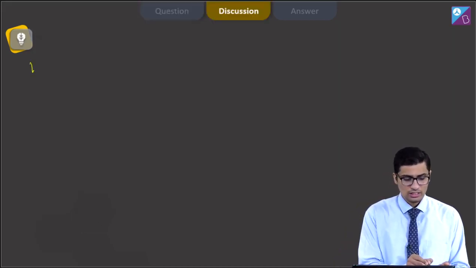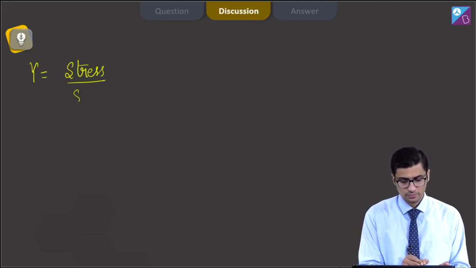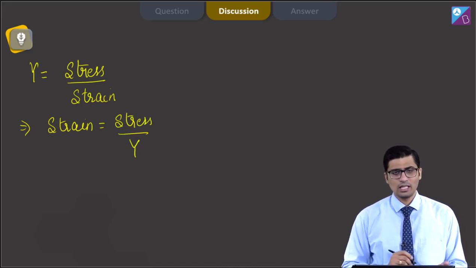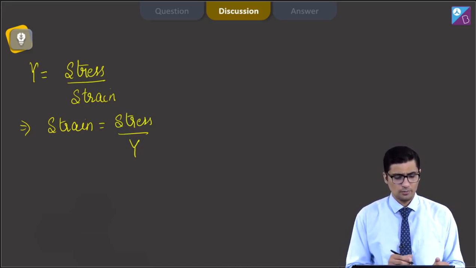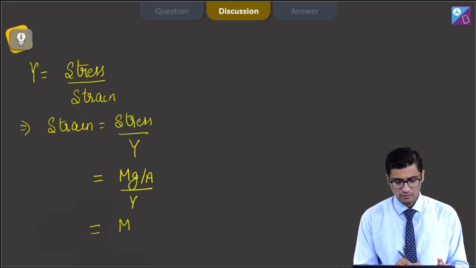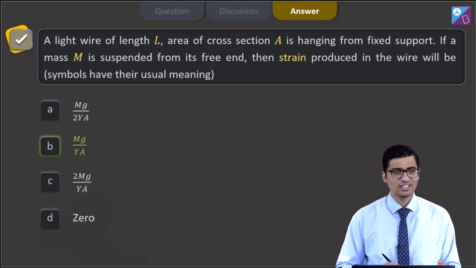Dear students, the Young's modulus is defined as the ratio of stress with strain. This means that the strain can be written as stress by Y. Now, stress is the force per unit area, and in this case, the stress therefore will be mg by A, and strain here will be having a final value of mg by YA. And hence for this question, the correct answer is B, mg by YA. Now let us move to the next question.